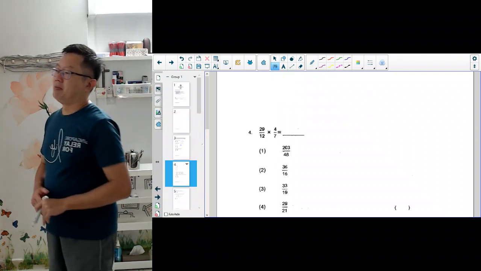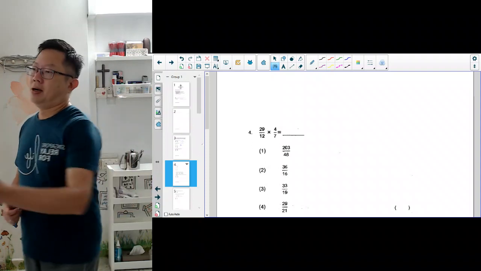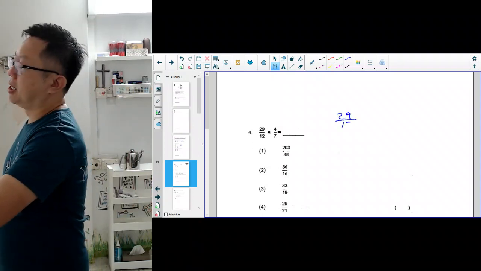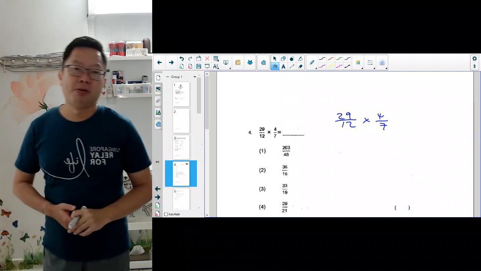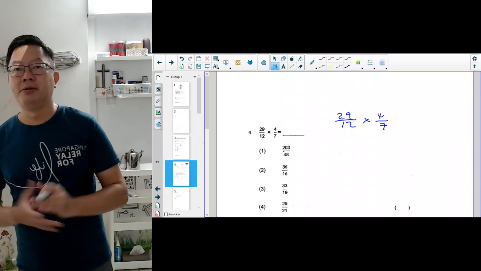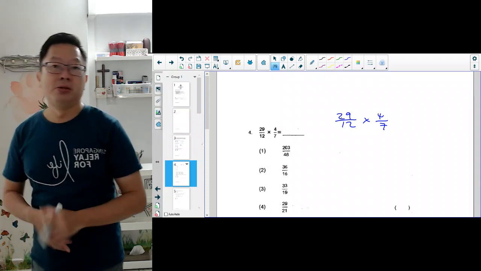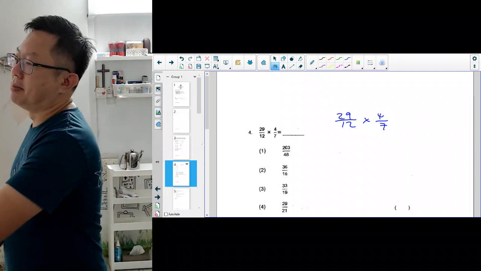Okay, question number 4. You're being tested on how to multiply fractions. So let me just write again, 29 over 12 times 4 over 7. In your school, your teacher will have taught you how to cancel. Cancel the numbers to make the numbers smaller, because you can't use a calculator, so we want to do it faster. So the shortcut over here is to learn to cancel the numbers to make them smaller.